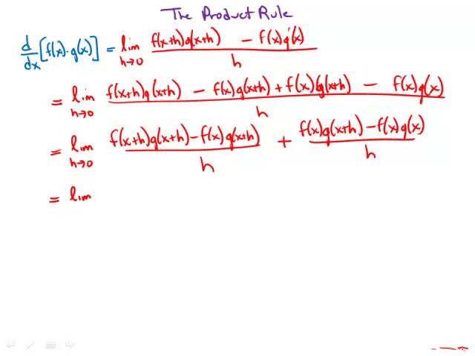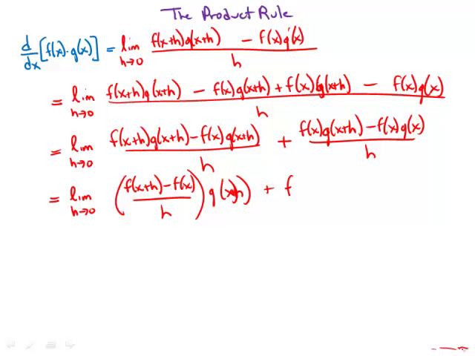Now in the first fraction, I can do a little factoring out. In fact, I can factor out a g of x plus h. And when I do that, what I'm left with is an awfully familiar looking expression. What I'm left with is f of x plus h minus f of x over h. And that whole thing is times g of x plus h. A little sloppy there, sorry about that. In the other one, I can factor out an f of x, and I'm left with a very familiar expression with g here, g of x plus h minus g of x over h.